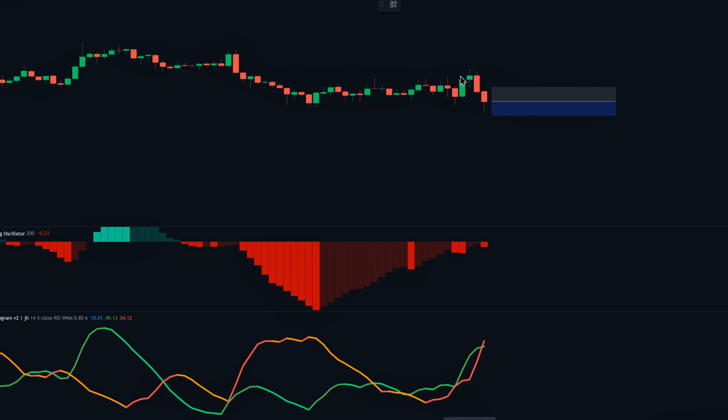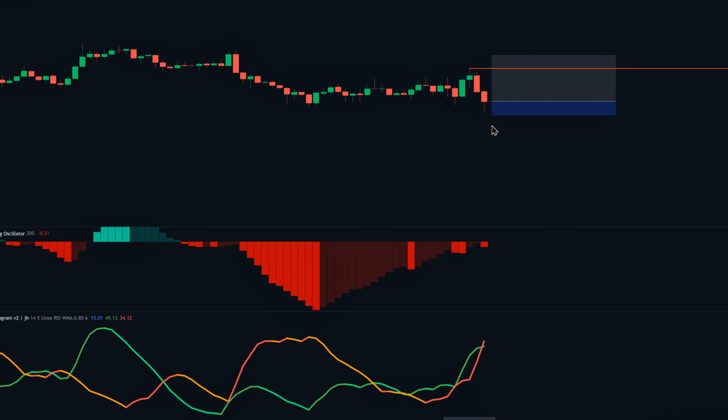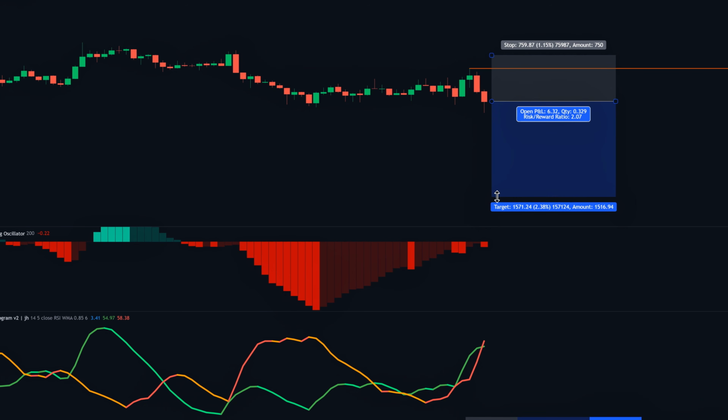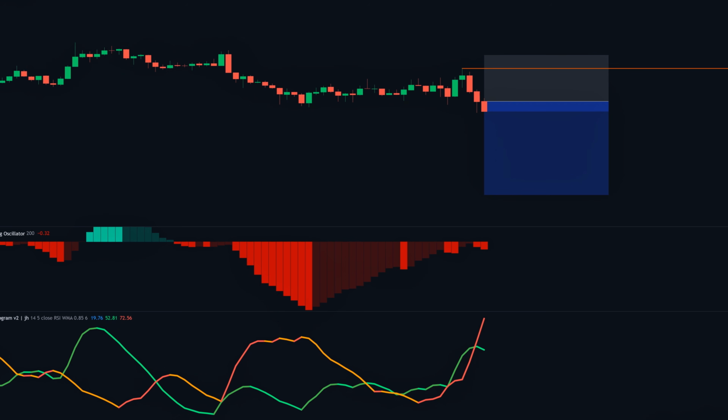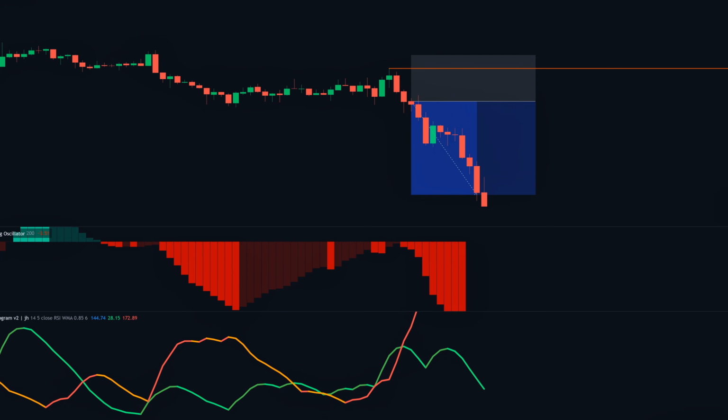The stop loss goes right above the most recent swing high, and for the take profit, we're going to set it at 2 times the risk. If we let this trade run, you can see it hits take profit.